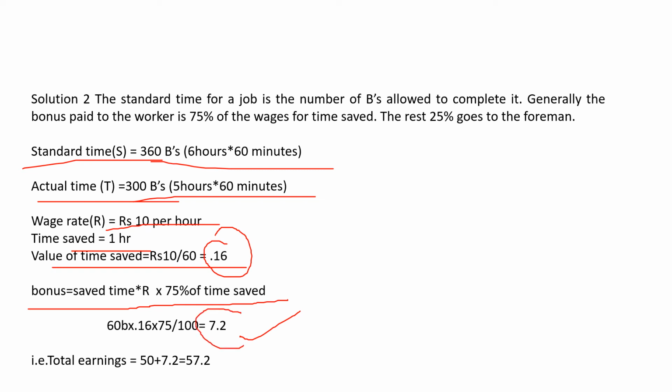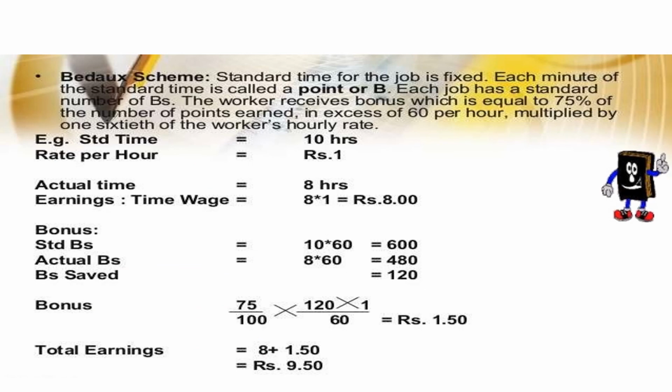Bonus would be 7.2 and total earnings would be, since the earning is rupees 10 per hour and he has worked for 5 hours, 5 into 10 would be 50, plus the bonus that we have calculated, 7.2. It would be 57.2.